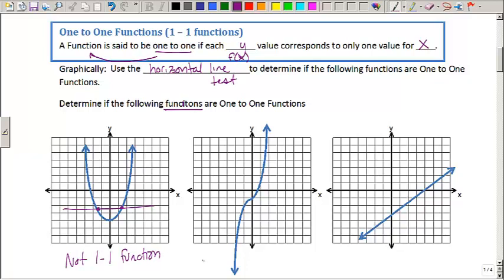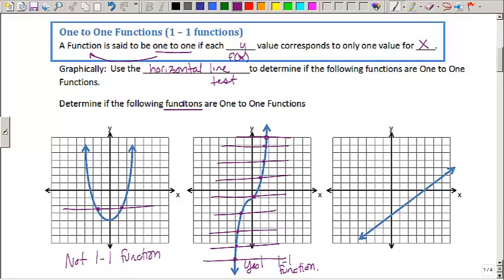Let's look at the next graph. As I pass a horizontal line through the graph, the horizontal line only intersects the graph at most one point at each horizontal line. Is this a function? Yes, because it passes the vertical line test. Is this a one-to-one function? Yes, it is a one-to-one function because it passes the horizontal line test.